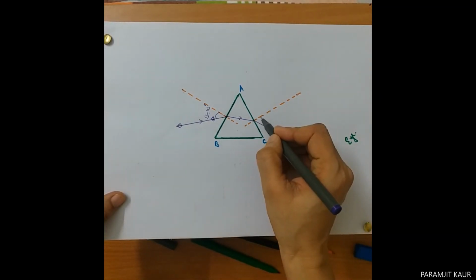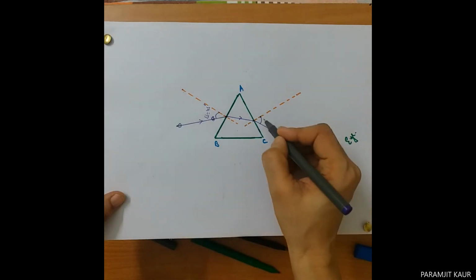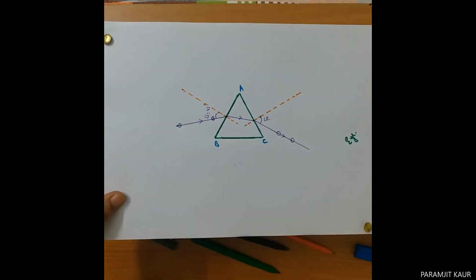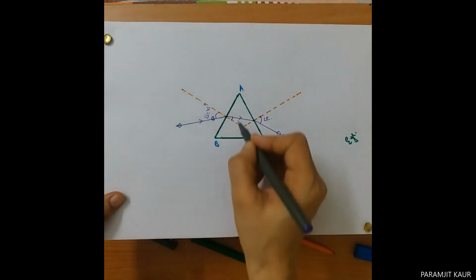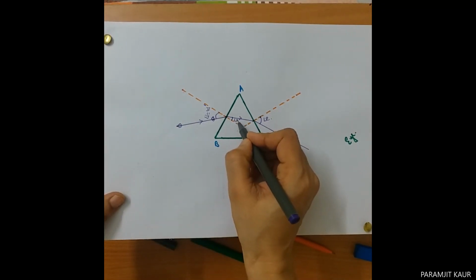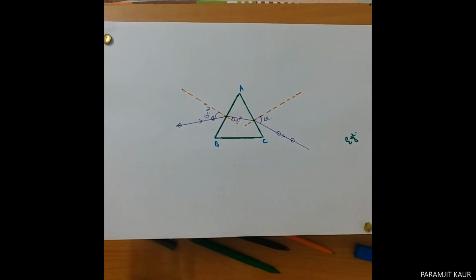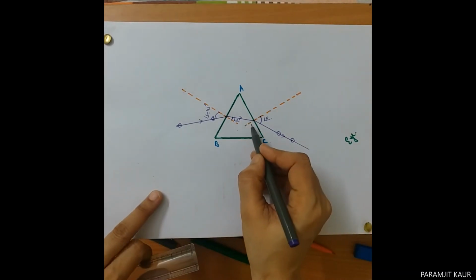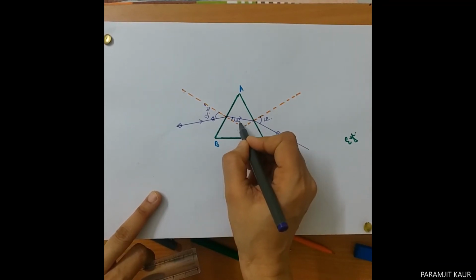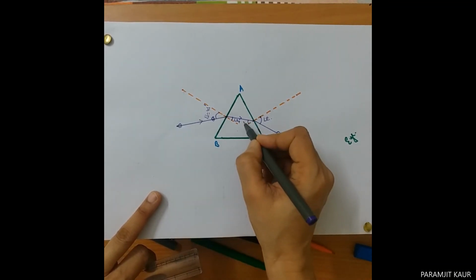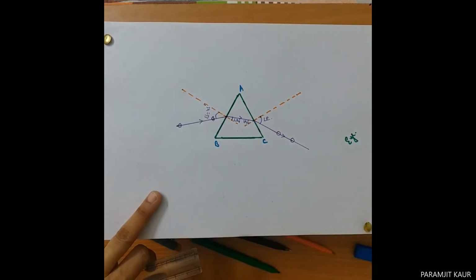So this angle that the emergent ray is making with the normal is called the angle of emergence. And this angle that the refracted ray is making with the normal is called the angle of refraction. Alright. Now this refracted ray is making an angle over here also. So that is also an angle of refraction. So I'll mark this as angle R1 and this will be angle R2.